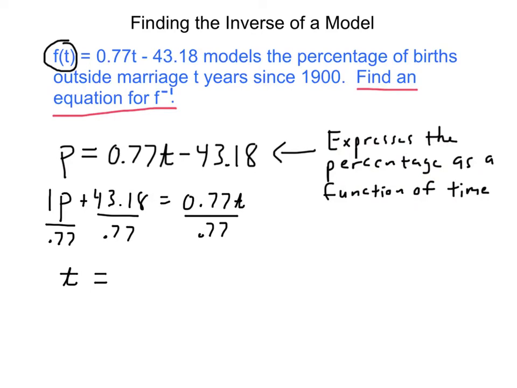And if you do that on your calculator, 1 divided by 0.77 comes out to be 1.299p. And then we have 43.18 divided by 0.77, which comes out to be plus 56.08.